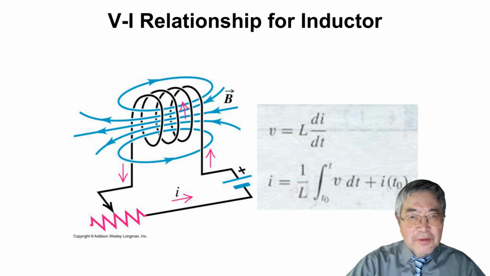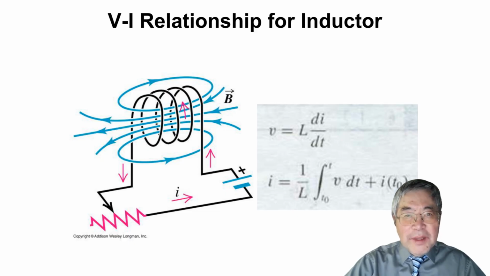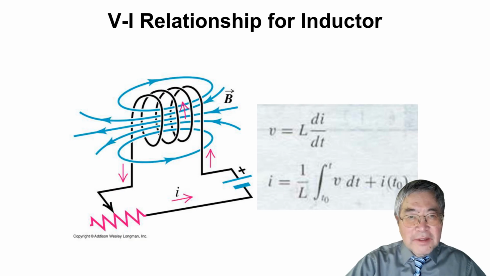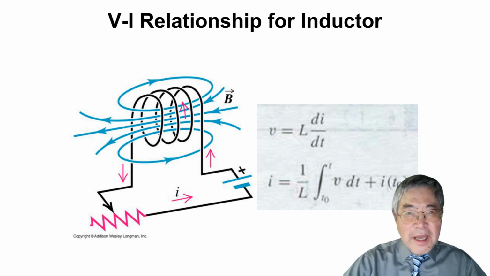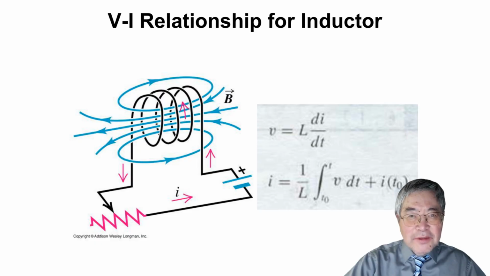When it comes to the voltage-current relationship, the inductor behaves a little differently from the capacitor. We see on the slide that the voltage across the inductor depends on how quickly the current is changing over time. This means that inductors resist sudden changes in current, helping smooth and stabilize electrical signals. Conversely, we also see that the current through the inductor depends on the integral of the voltage over time. So as voltage is applied, the current builds up gradually rather than changing instantly.